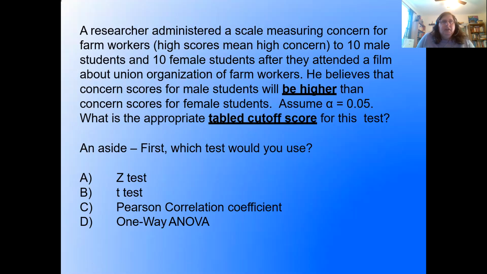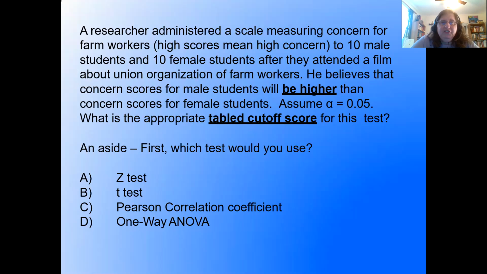Next one. A researcher administered a scale measuring concern for farm workers. High scores mean high concern to 10 male students and 10 female students after they attended a film about union organization of farm workers. Now, this researcher believes that concern scores for male students will be higher than concern scores for female students. Assume alpha is 0.05, and what is the appropriate tabled cutoff score for this test?